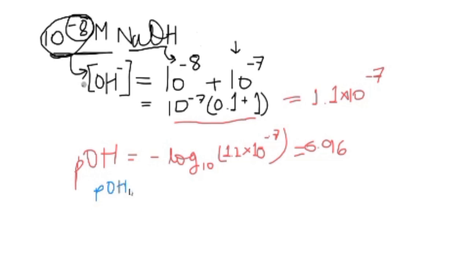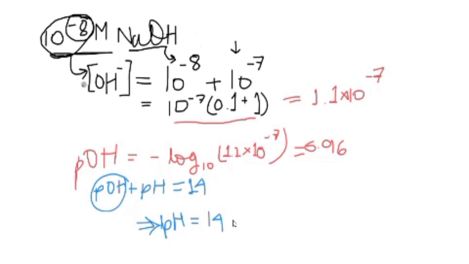So we know that this statement is very important to be written: pOH plus pH comes out to be always equal to 14. So you have already found out the value of pOH, which is 6.96. So that means your pH that you are required to find out becomes 14 minus 6.96, which if you calculate will become 7.04. Thank you.